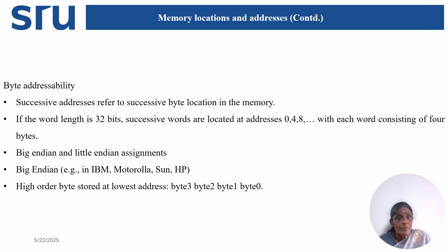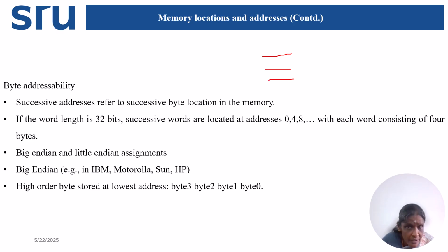And next one, byte addressability. How we are mentioning the address is called byte addressability. Successive addresses refer to successive byte locations in the memory. Already we saw in the first diagram itself, the words are stored first, second, third, like that we have stored.